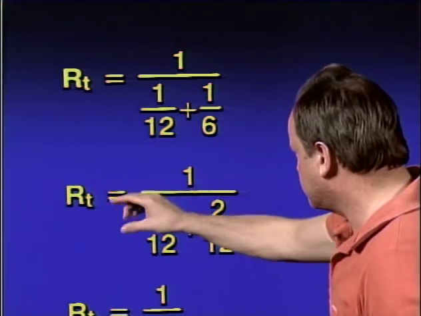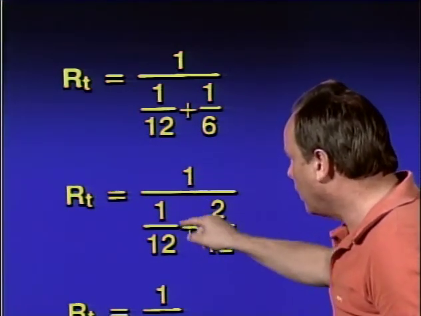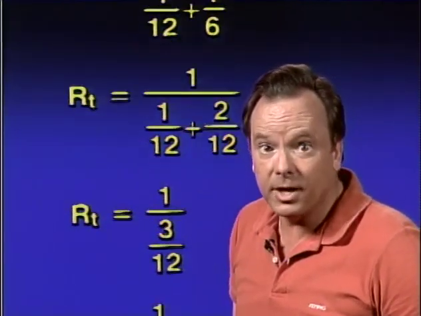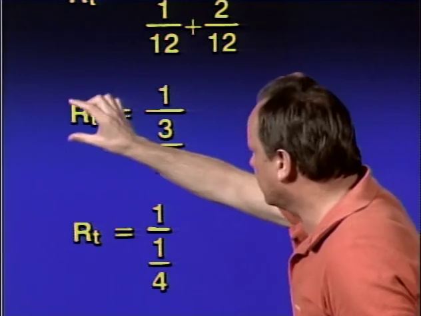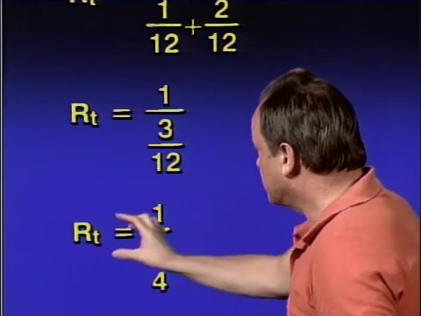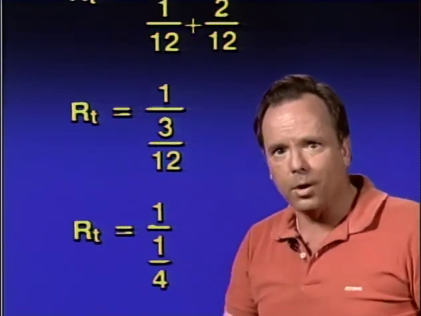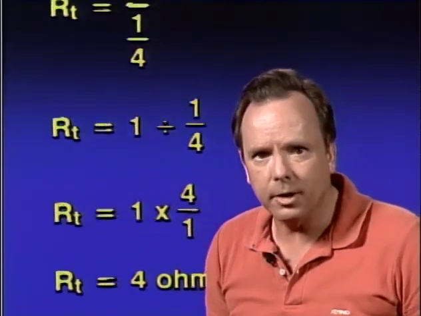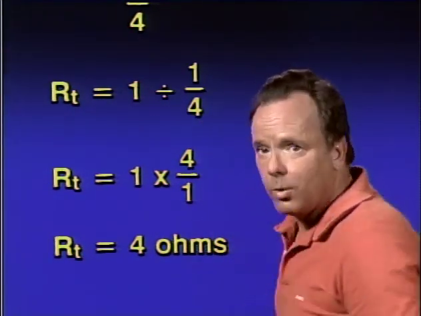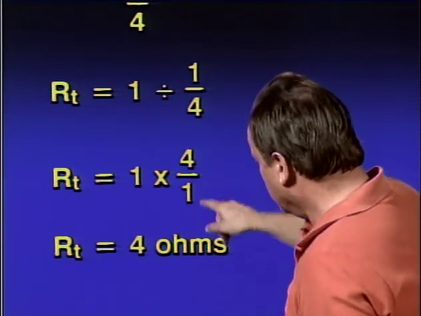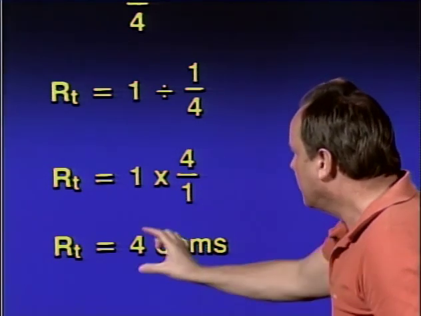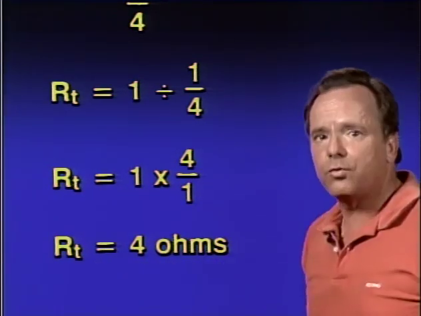So now the total resistance is 1 over 1/12 plus 2/12. And I believe if you look down there a little further, that's going to come out to 3/12. So let's see if it does. And it does. The total resistance is 1 over 3/12. And 3/12 is 1/4. So the total resistance is 1 over 1/4. Do you think that there's going to be another way to express that? There sure is. And it's 1 divided by 1/4. If you want to get rid of the division sign, you just simply flip-flop the fraction, and it's 1 times 4 over 1. So that path, the total resistance, is 4 ohms.